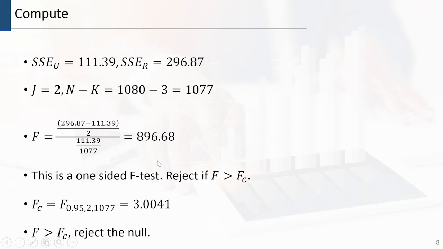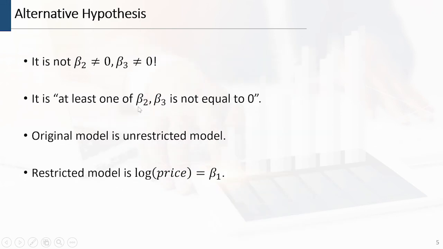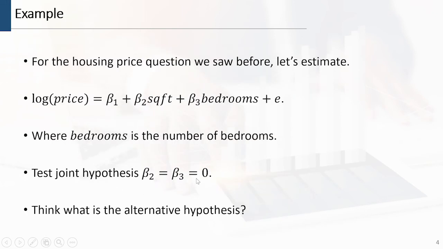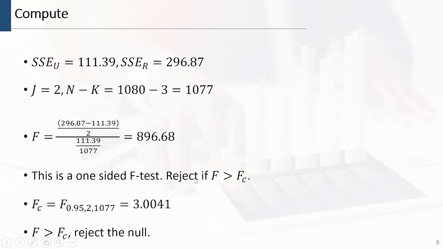Okay? And in this case, it's a one-sided F-test. We just need to look for the 95th percentile of the F distribution, with 2 and 1077 degrees of freedom. The first one will be 2, the second one will be 1077. So this will be the critical F to compare with. And since 896 is surely much larger than 3, F is larger than critical F, so we should reject the null that both beta 2 and beta 3 are 0. So this is how an F-test works.